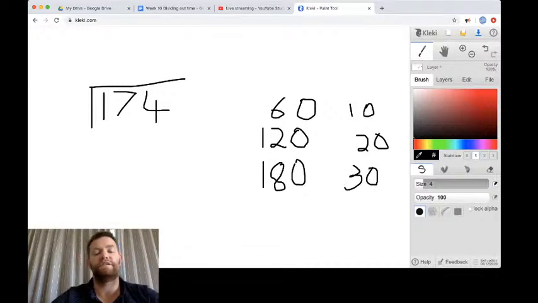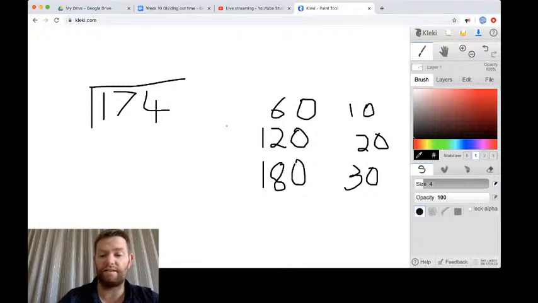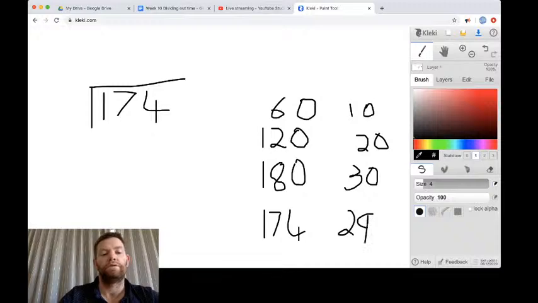Now it doesn't fit to 180, as you can see. But if you subtract one lot of 6 off that, it is the grand total of 174. So all these problems are based around that idea, 29 being the answer. All of them are based around that idea.